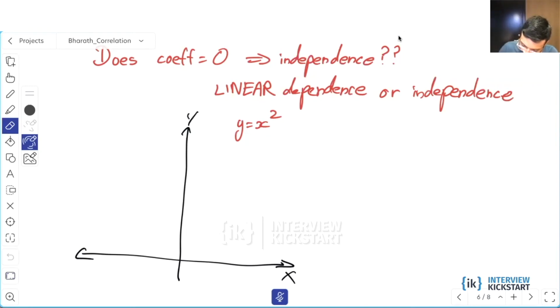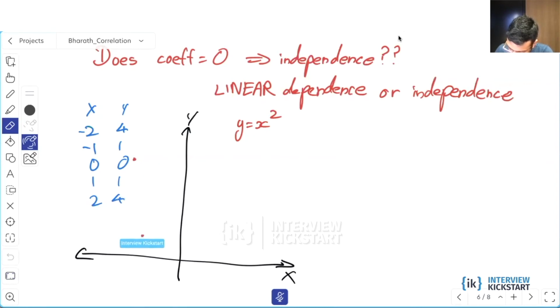So let's take the following 5 points. We have (-2, 4), (-1, 1), (0, 0), (1, 1), and (2, 4), right? So what do those points look like? We have (-2, 4), (-1, 1), (0, 0), (1, 1), and (2, 4). So we have a curve that actually looks like this.